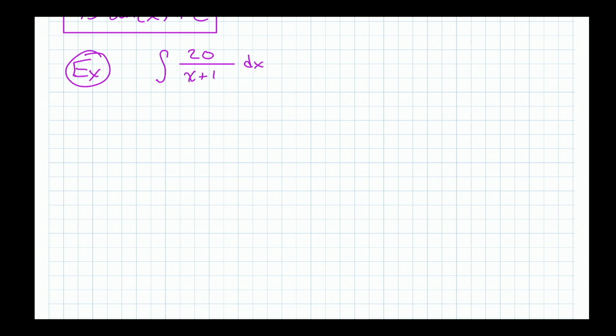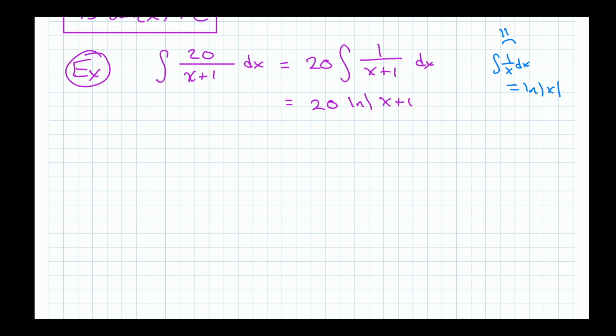So how would you do this one? The 20 can come out if you want. And what's this? When it's an x to the first power in the denominator, that's your sad face that you have to do it. 1 over x is ln absolute value x. And if it's x plus 1, it'll be ln absolute value x plus 1. So 20 ln absolute value x plus 1 plus c. There should be a 1 over a in front, but the a is 1 like it was the other time. So that's all we're doing there.